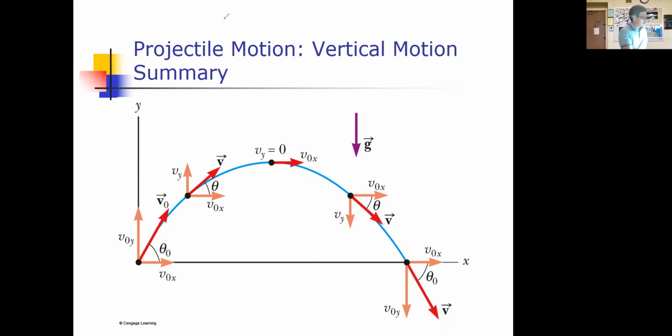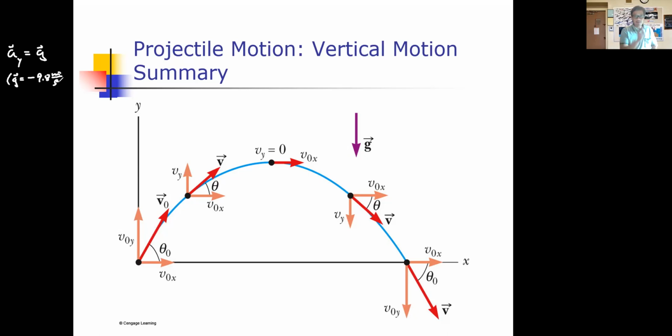So we focused in on the horizontal motion. Let's finish up with the discussion of the vertical motion. The first thing we have to remember about the vertical motion is that there is an acceleration along the y, and that we define that as the gravitational acceleration. Remember, g is negative 9.8 meters per second squared.